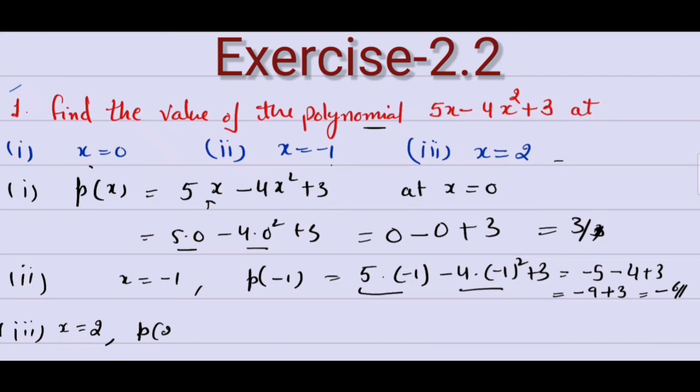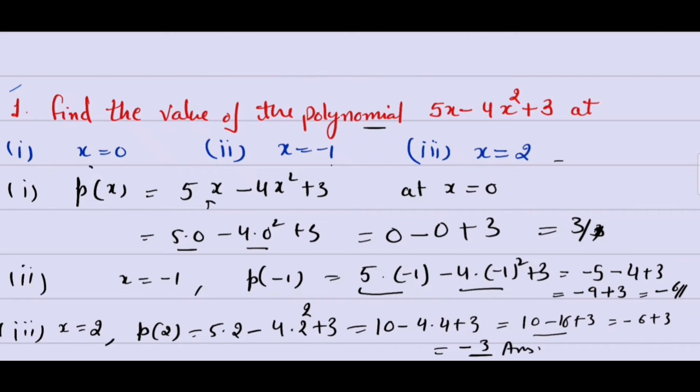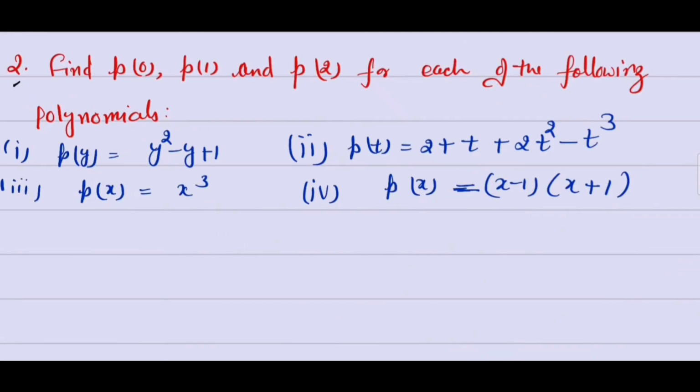And third question here, we have to put x equal to 2 in p(x). So this will become p(2), which is equal to 5 into 2 minus 4 into 2 square plus 3, which is equal to 10 minus 4 into 4 plus 3, which is 10 minus 16 plus 3. So this will become minus 6 plus 3, which is equal to minus 3, negative 3. This is my answer.